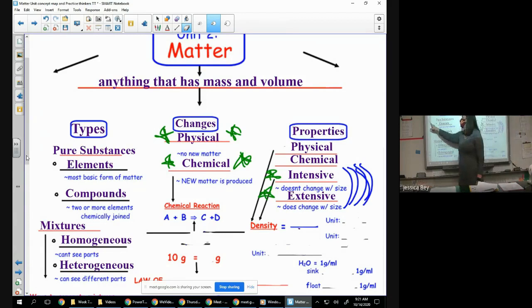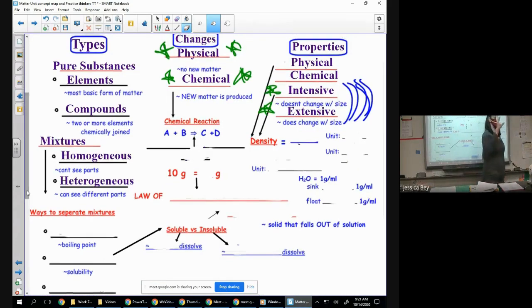Then we spent some time talking about density. You will have a few density problems. You'll also have some density, understanding what sinks, what floats, all that kind of good stuff. Density, the mathematical formula is mass over volume. Density is mass over volume. And let's talk about some units. The unit for mass is grams. The unit for volume is different. If you have a liquid or a solid, you either have milliliters for your liquid or centimeters cubed for your solid.